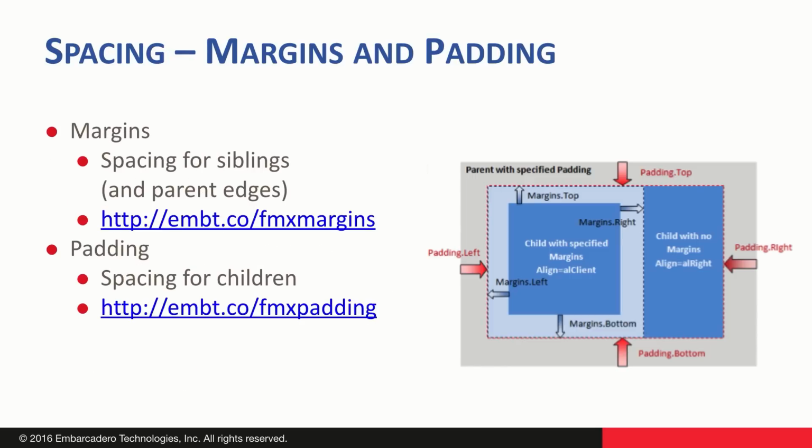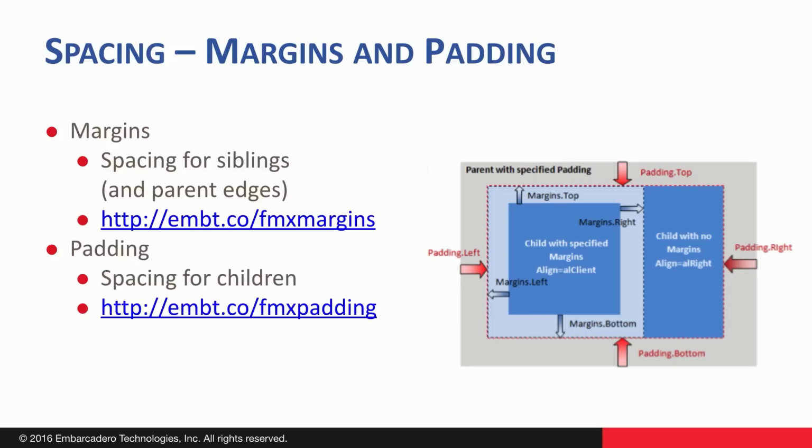Something else that's new in FireMonkey is controls have spacing via margins and padding. So you use margins to set the spacing for siblings and padding to set the spacing for children. So with padding, when you put a control down and set another control on it, and you set that control to, for example, client alignment, it will align all but for the padding. Okay, so if you have a padding of 10, it will leave a border of 10 on whichever side you align that for.